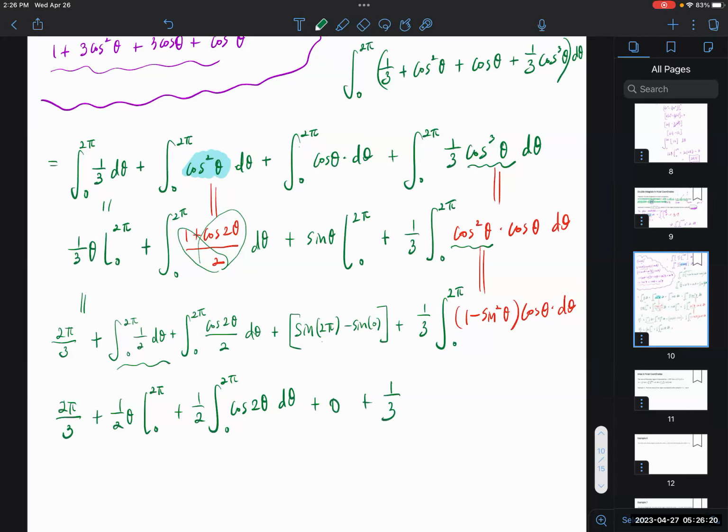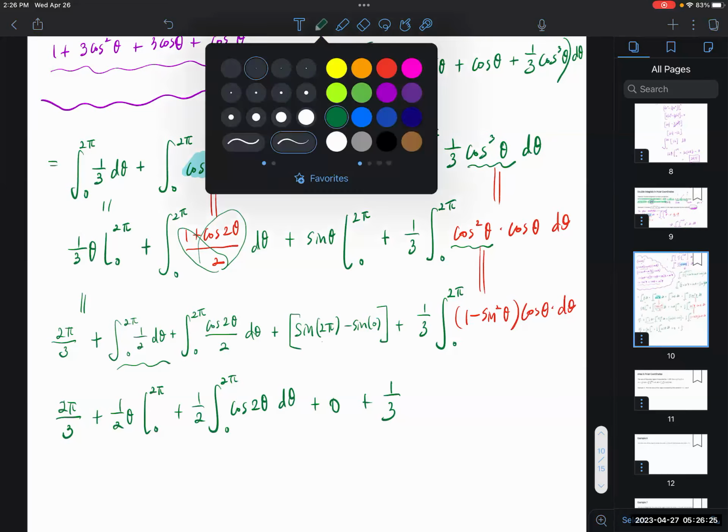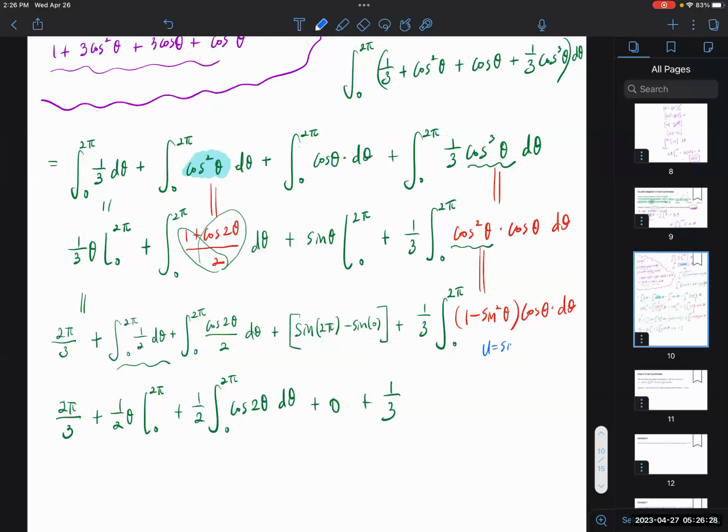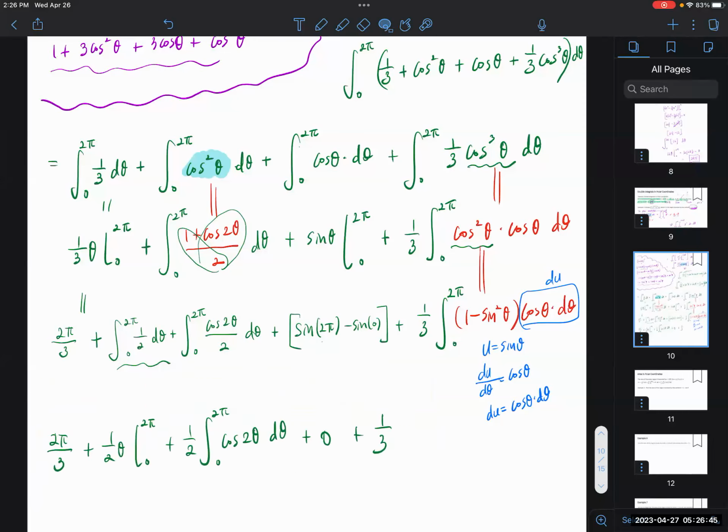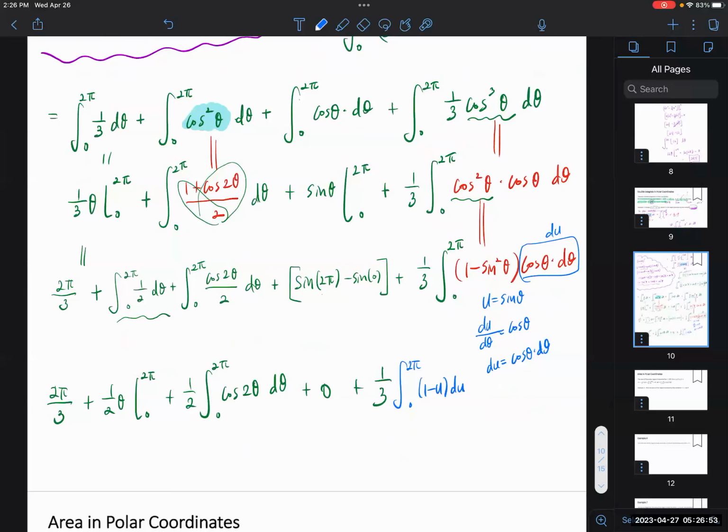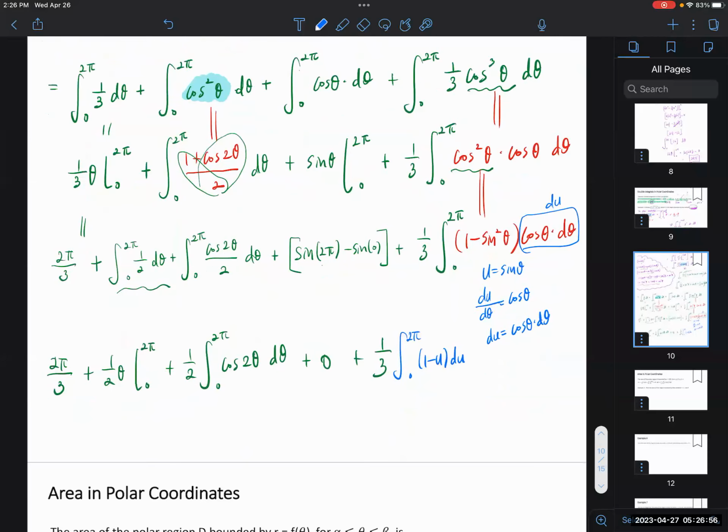And 1 over 3. Here we have to do something. So I'm going to use substitution a little bit. So u equals sine theta. du over d theta is cosine theta. So du equals cosine theta d theta. So this is going to be du because of the substitution. So I can say we have 0 to pi, 1 minus u squared du. Are you following? Because we just used a u substitution. So hang in there. 2 pi over 3.